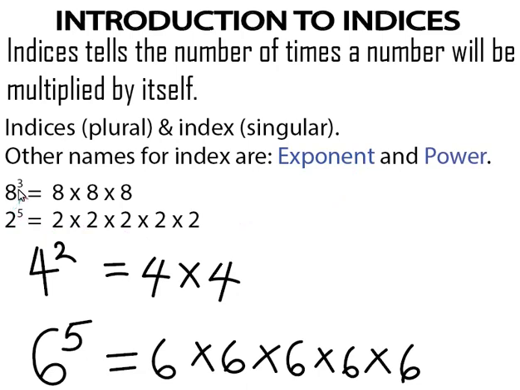Like you can see here, we have some numbers. 8 raised to the power of 3 is the same thing as saying 8 times 8 times 8, and 2 raised to the power of 5 is the same thing as saying 2 times 2 times 2 times 2 times 2. That's 2 into 5 places. Then we have 4 raised to the power of 2. That's 4 multiplied by 4. We also have 6 raised to the power of 5, and that gives us 6 multiplied by 6 multiplied by 6 multiplied by 6 multiplied by 6. That's 6 into 5 places.